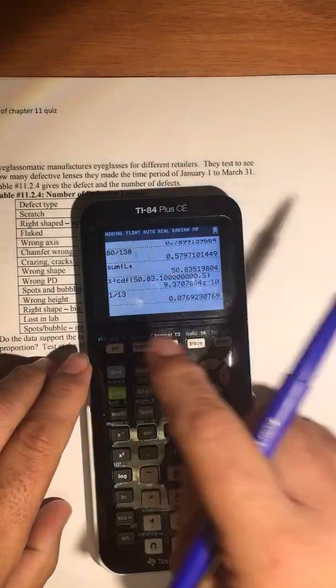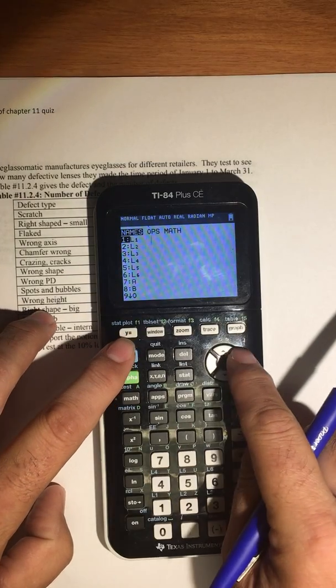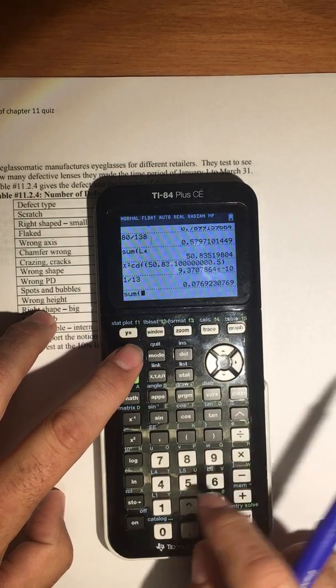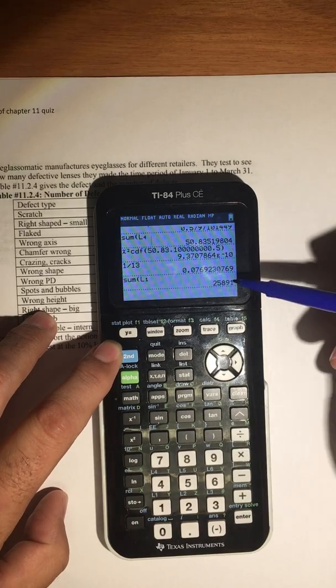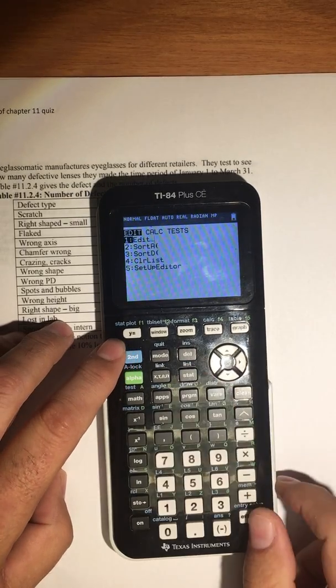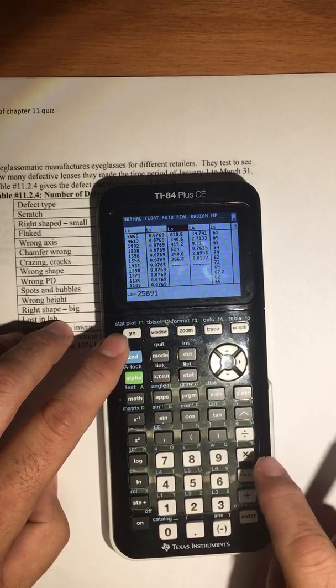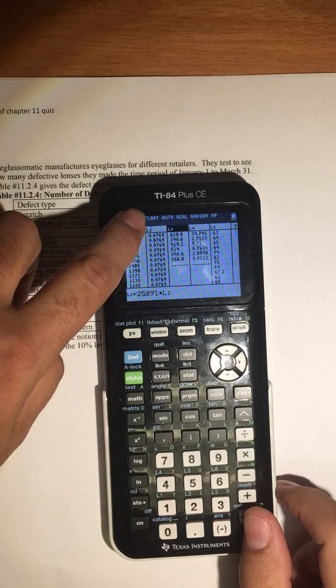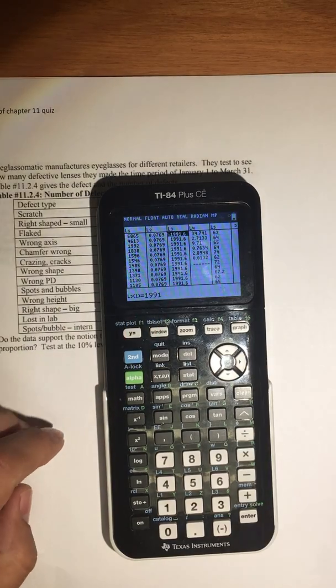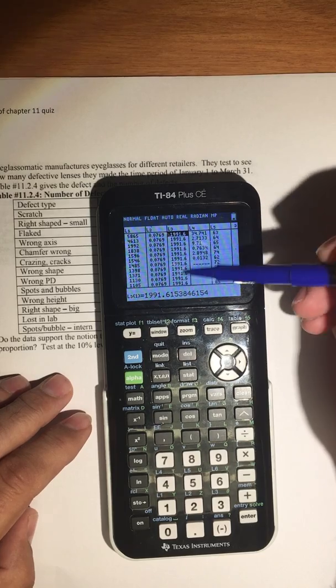So let's quit out of here. How many different defects are there? So I'm going to go list, math, sum, list 1. So there's a total of 25,891 defects. So now I'm going to go stat, edit, and I'm going to go 25,891 times list 2. So it's going to take all of these and multiply it. So there's my expected number of defects.